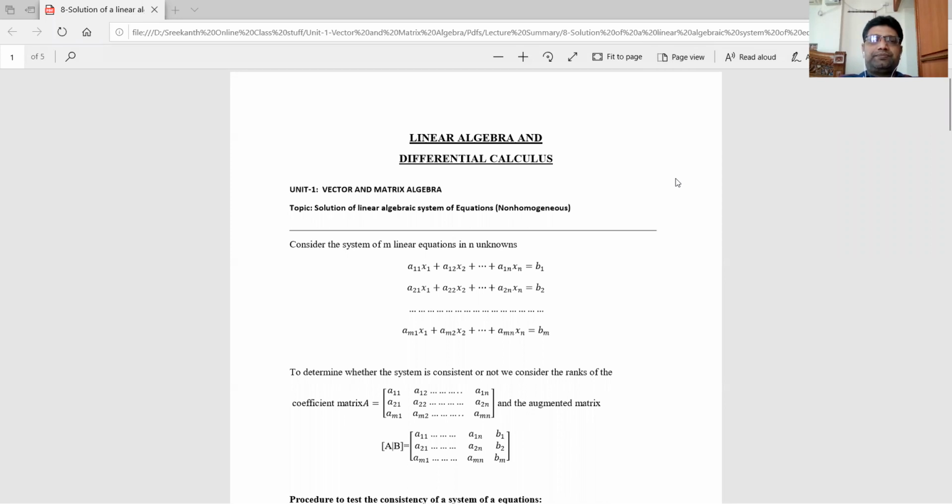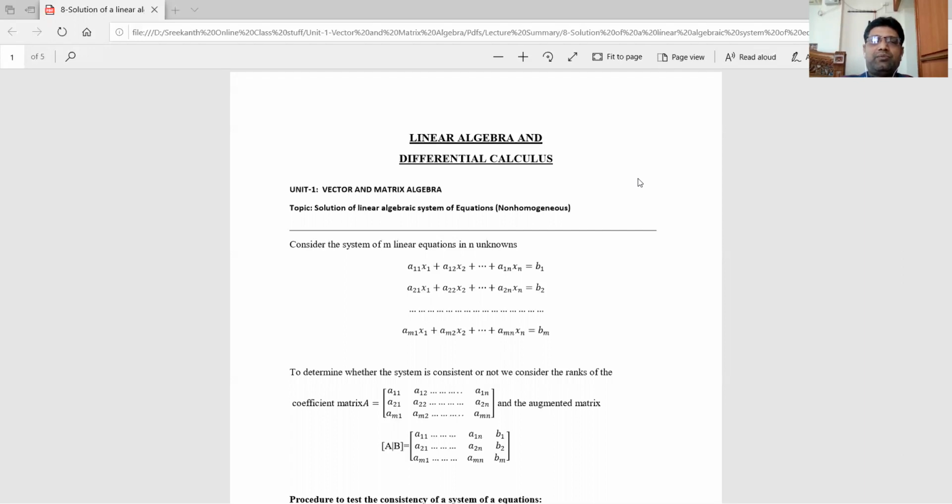In this session, we are going to see the solution of linear algebraic system of equations, particularly the non-homogeneous system. From our childhood onwards, we have been solving this type of system of equations, so it is not new for us. In our 7th class, 8th class, 10th class levels, we have seen systems of simultaneous equations comprising two variables, three variables like that.